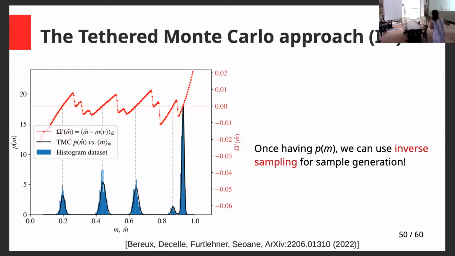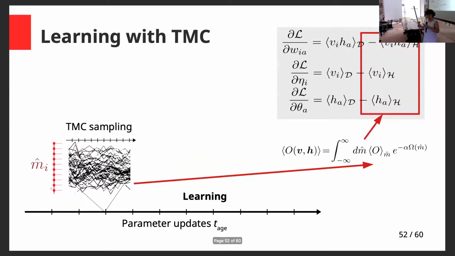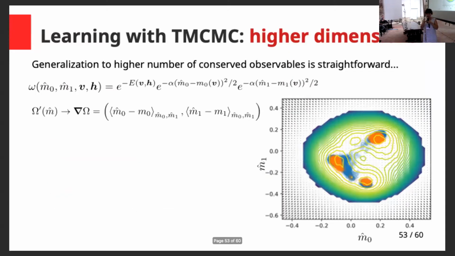And we can see here the probability we recover. These were the original data, and we see that it fits very well with the original data. Of course, if you have the distribution of P(M), you can sample. You can create new samples with just a few steps. So now the idea is that if we know how to sample properly, we can introduce this in the learning as well. That means we want to compute this using the tethered method. This we can do exactly as I was saying. This was for a generic observable.